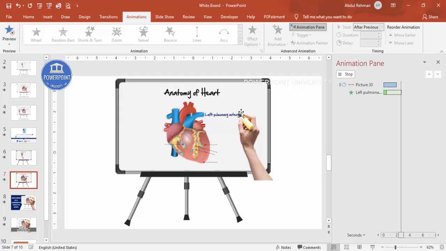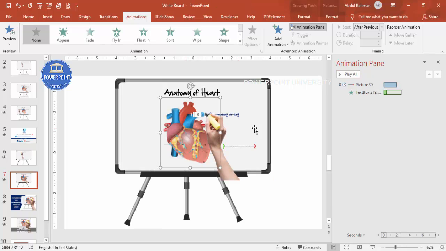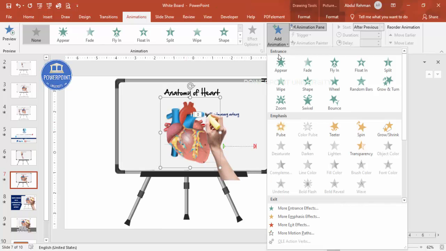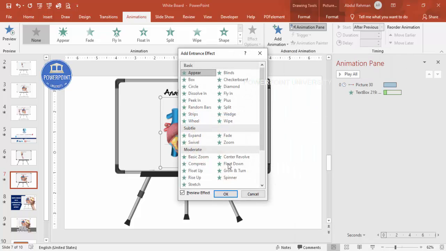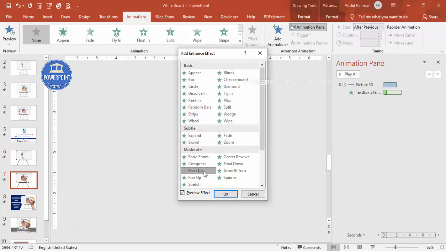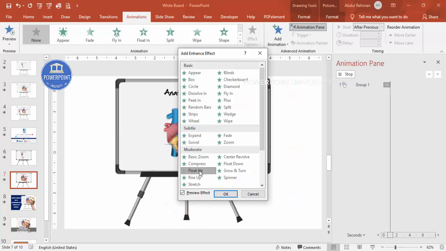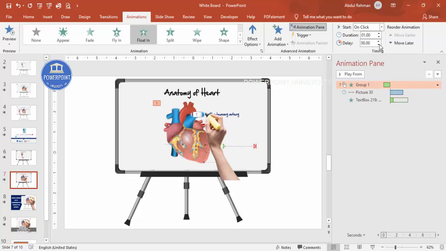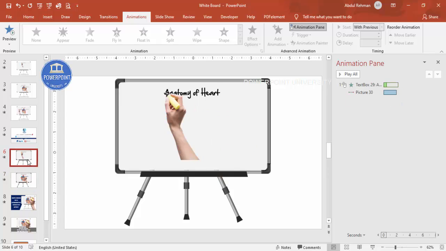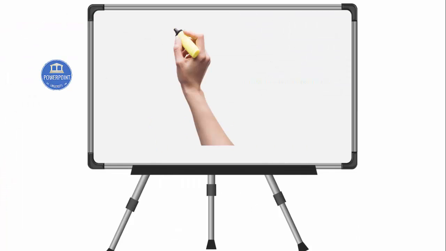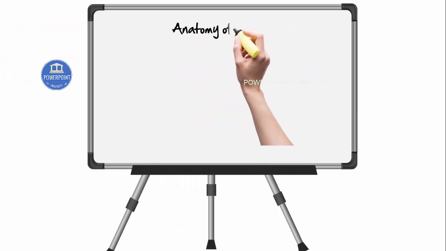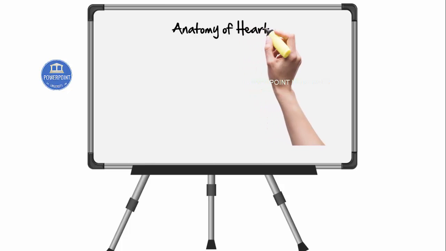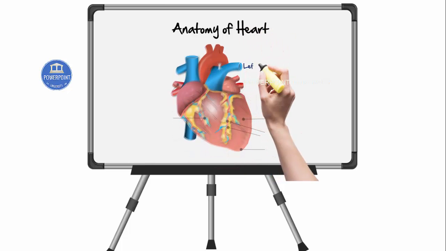it comes something like this. All right, so even for this you can add the animation. For example, I'm going to add the animation which is, say, float up or rise up, whichever way. No, I think the float up is okay. Click OK, and this should happen with previous. All right, so let me just show you how it works. When I click, it says anatomy of the heart, and when I click, it is coming something like this.